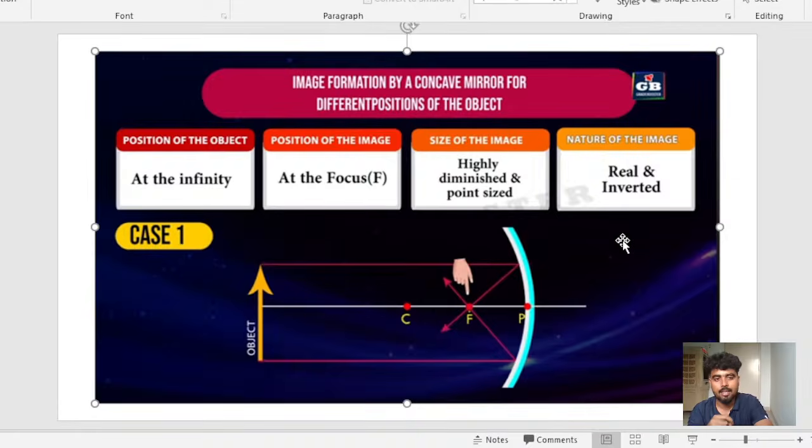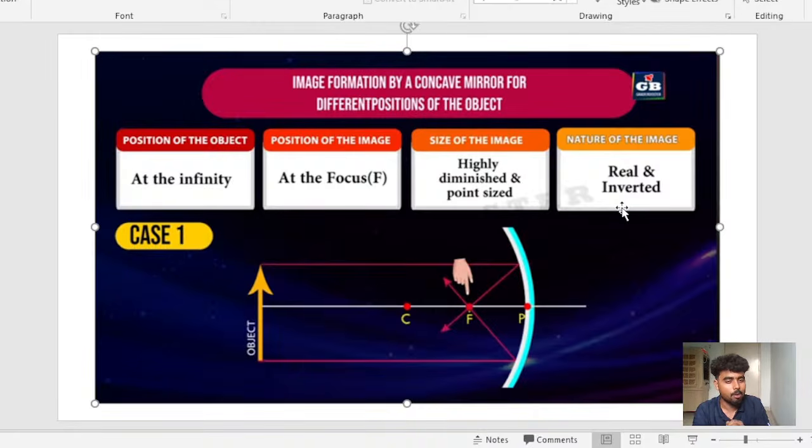Nature of the image will be real and inverted. So please keep it in your mind. When we are going to talk about the concave mirror, the nature of the image will be always real and inverted. When we are talking about the convex mirror, it is virtual and erect.